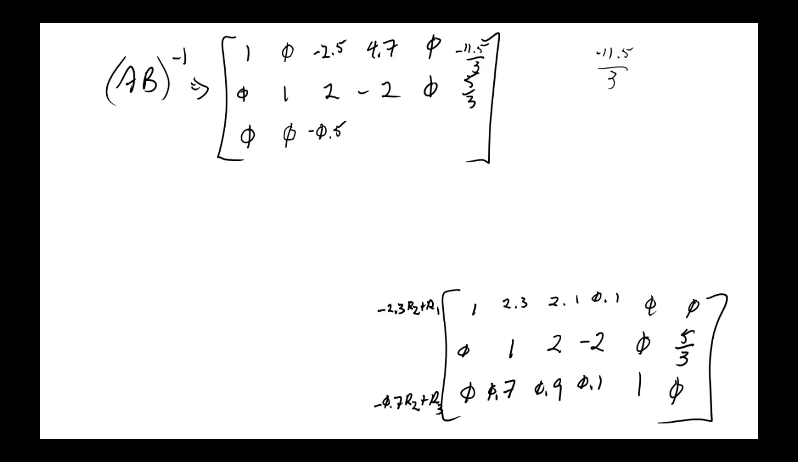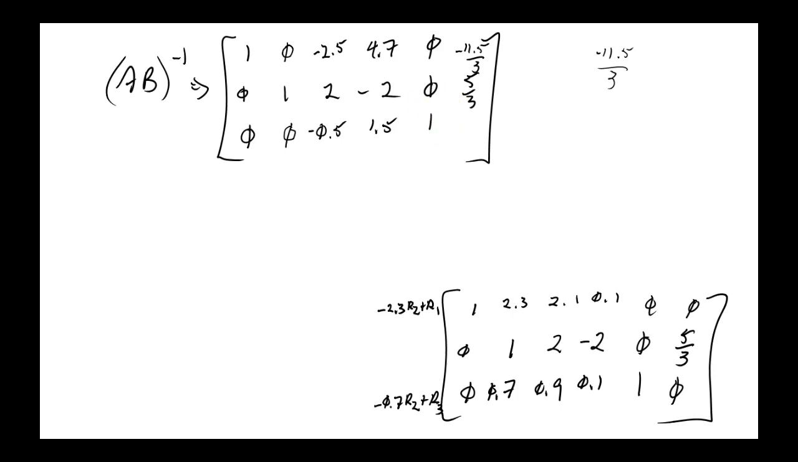Negative 0.7 times 2 is negative 1.4 plus 0.9, I think is a negative 1.5. Is that right? Yeah. Okay. Negative 0.7 times a negative 2 would be a positive 1.4 plus 0.1 would be a 1.5. This is looking much nicer. Okay? And negative 0.7 times a 0 plus 1 is just a 1.